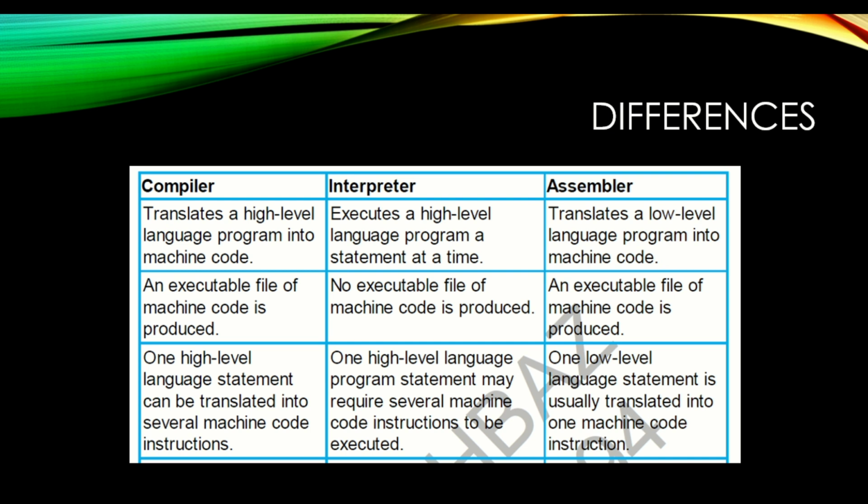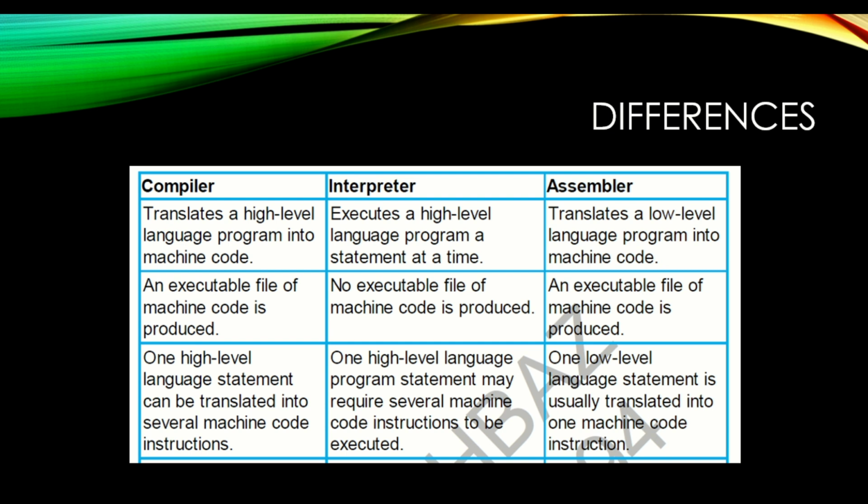An executable file is produced in a compiler. No executable file or machine code is produced using an interpreter. Using an assembler, an executable file is produced, since we don't need the assembler or the translator there.